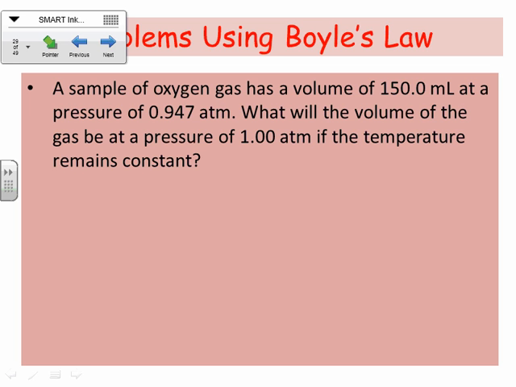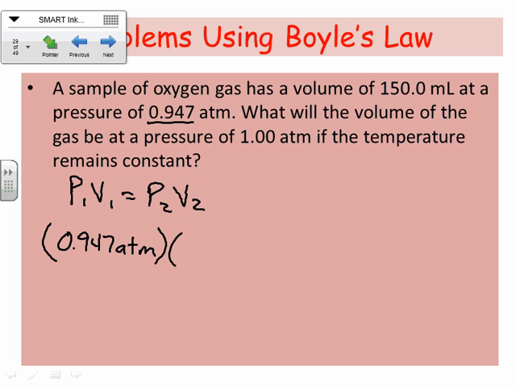All right. So again, P1 V1 equals P2 V2. Just going through this one very quickly here. Our initial pressure, we can call it the 0.947 atmospheres. Again, you're just looking for your pressure units or your volume units to decide what's a pressure and what's a volume. Also, if it's at a pressure of 0.947, that's a dead giveaway that that's pressure. And then a volume of 150.0 milliliters. Those two are connected to one another. That is the volume at that pressure.